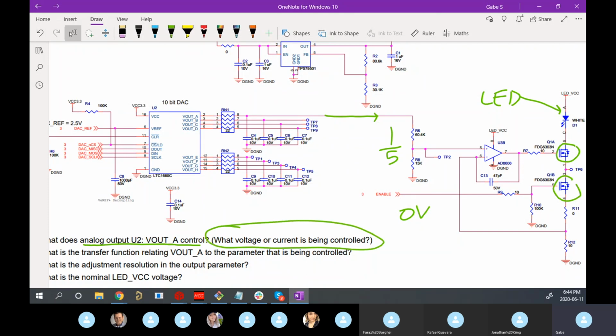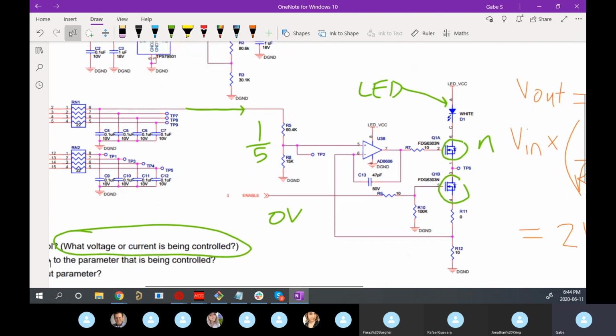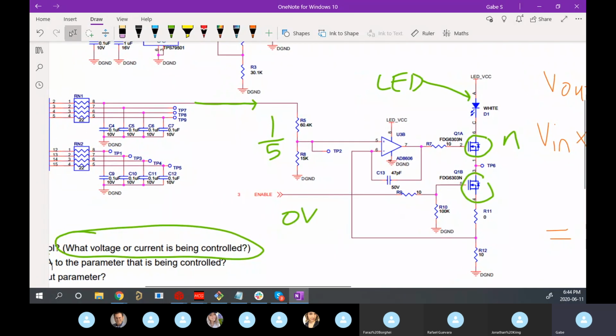So you're talking about the LED and you jump to the enable, but what voltage or current is being controlled? Is it the LED's voltage and current? It's only one. Remember, this is an OR. Oh. You've got to guess one of the two.